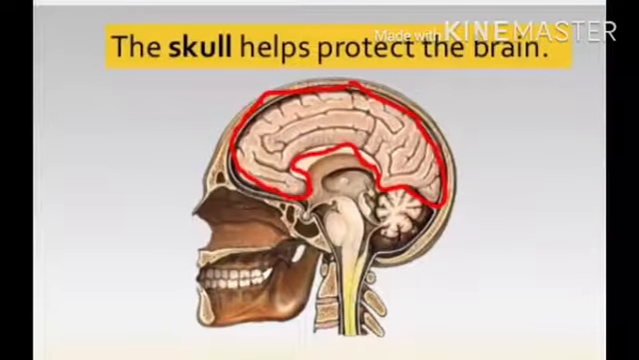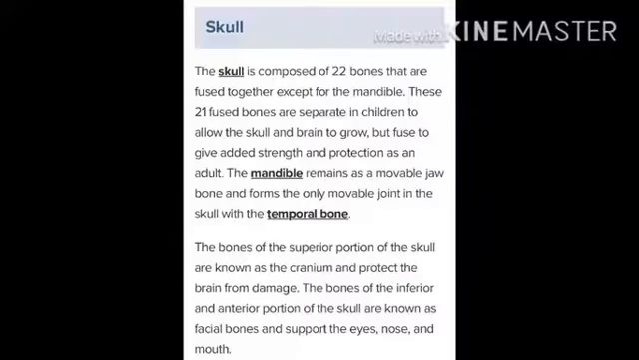Now the skull helps protect the brain. The skull is composed of 22 bones that are fused together except for the mandible. These 21 fused bones are separated in children to allow the skull and brain to grow, but fused to give added strength and protection as an adult.